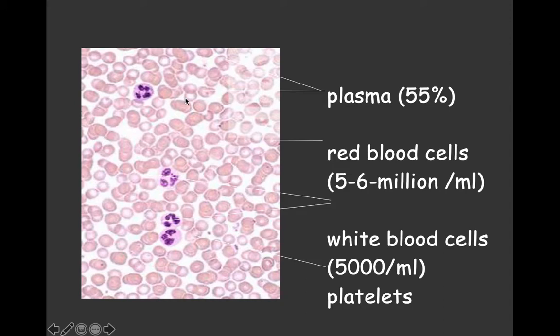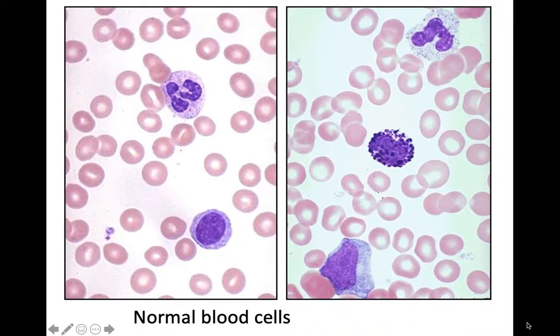So in red or pinkish, these are our red blood cells, and then these cells that have been stained purple, these are white blood cells. And so this just shows you a normal looking red blood cell and then normal looking white blood cells with some platelets scattered throughout.